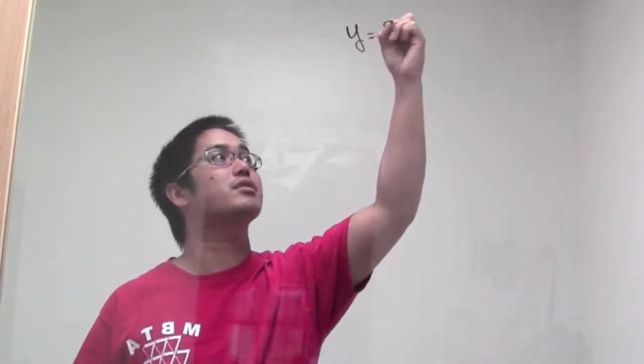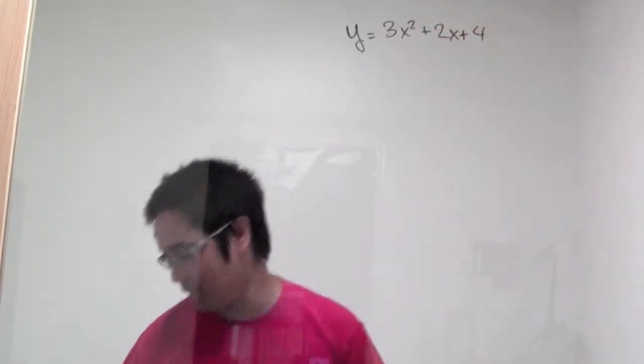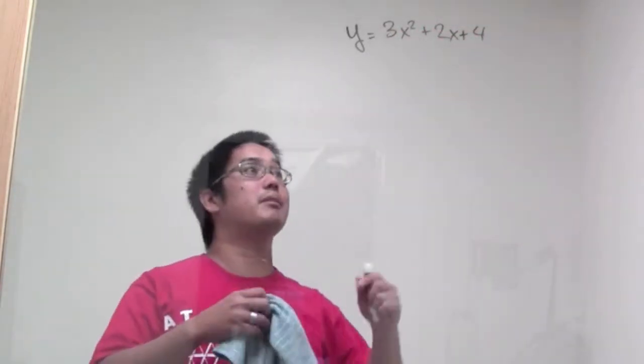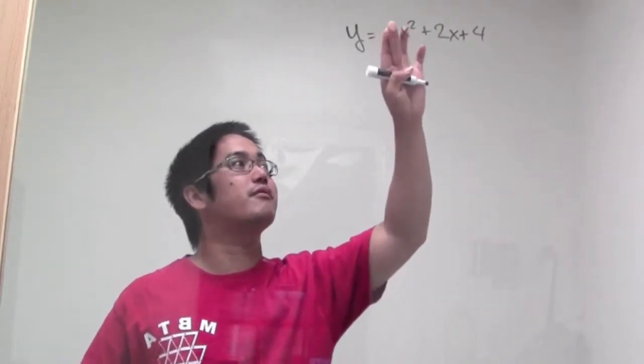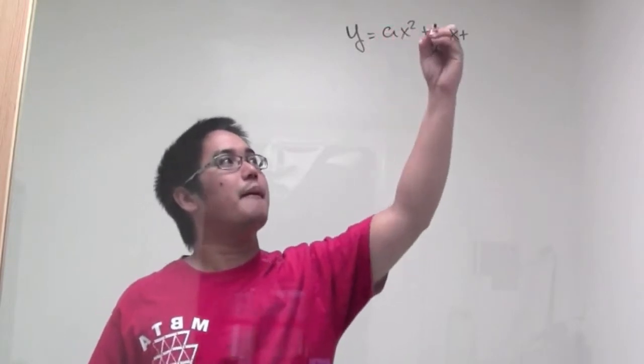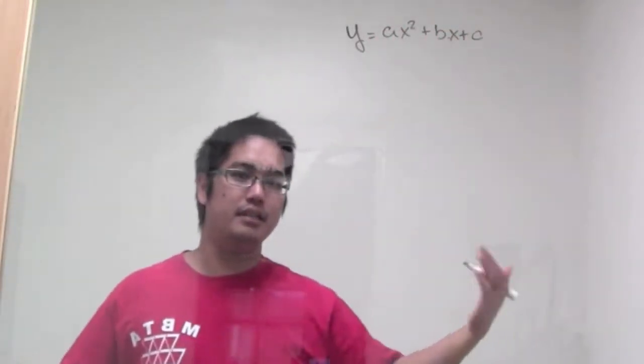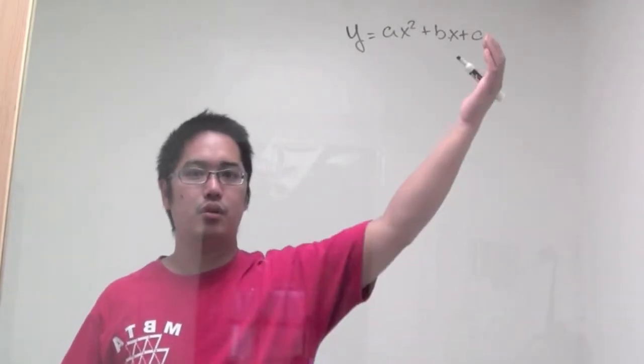I'm going to start off with the general form of quadratic equation. Usually you see it as y equals 3x squared plus 2x plus 4, something like that. That's going to graph some kind of parabola, but instead of using 3's and 2's and 4's, I'm going to use a very general thing where I can say a, b, and c, and then I'll just change up what a, b, and c are in order to make it work correctly.